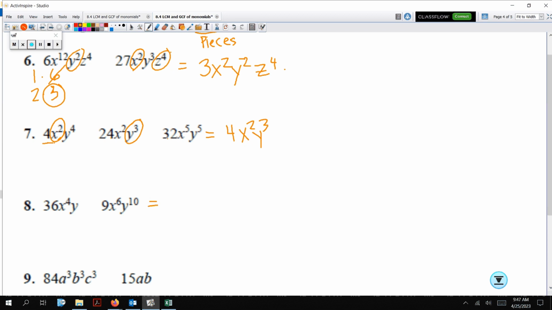All right, next, let's look at this. 36 and 9, always again, go to the smallest number. Does 9 go into 36? Sure does. So guess what? 9 is my GCF. And I want to take the smallest exponent, x to the 4th, because 4 is smaller than 6, and just this singular y. There we go. That's my GCF.